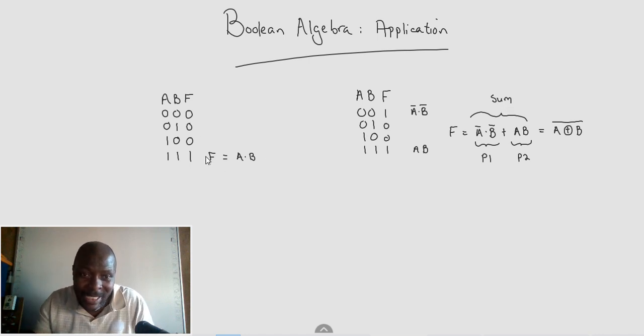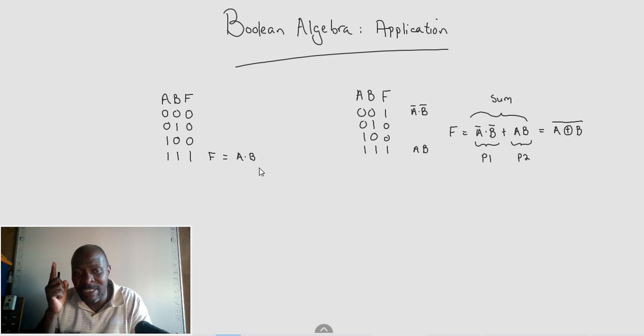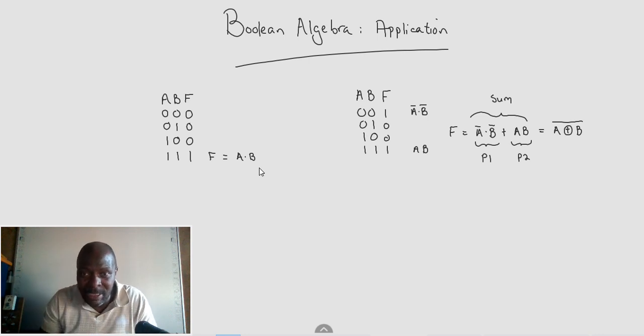It wasn't clear before. Why? Because we had only one output that was high, one combination that gave us a high. So I think it's clearer with the exclusive NOR gate.